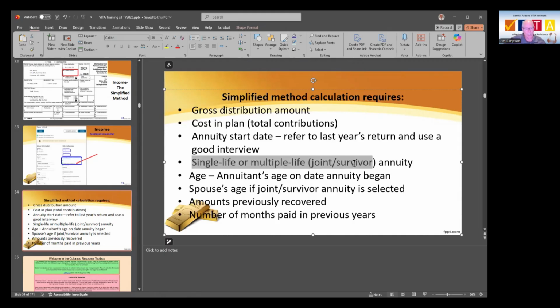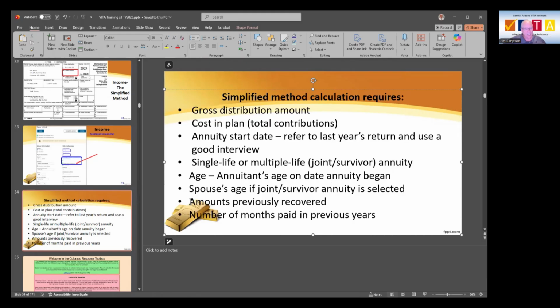This is called joint and survivor annuity, because sometimes the annuity is based on just your life or yours and your partner's life. In other words, after one of you dies, it continues to pay the other one a certain amount. Of course, usually the payments are lower then because it's spread out over 2 lives, okay? Then you need to know the age on the date the annuity began, and also the spouse's age, if it was a survivor.